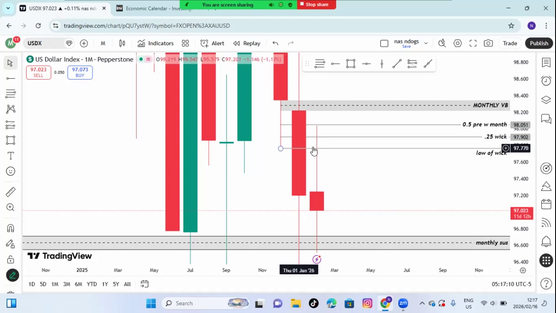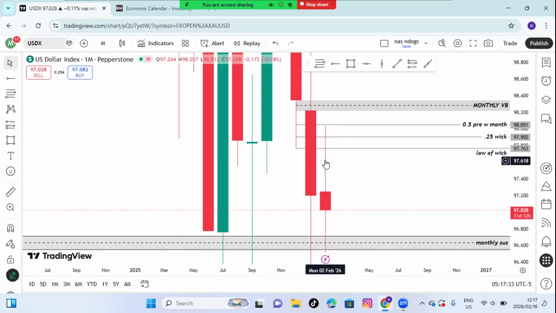the low of a monthly wick, 0.25 of it, half of it. So we can't even get to half of the wick, right? We can't get to 50% of the wick. That is showing us what? Weakness. No candlesticks in this vicinity tells us what? Weakness. It's weak. It wants to fall.